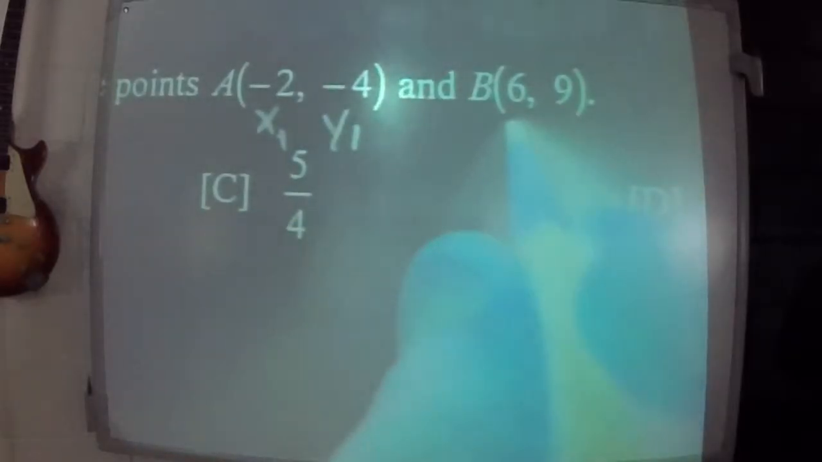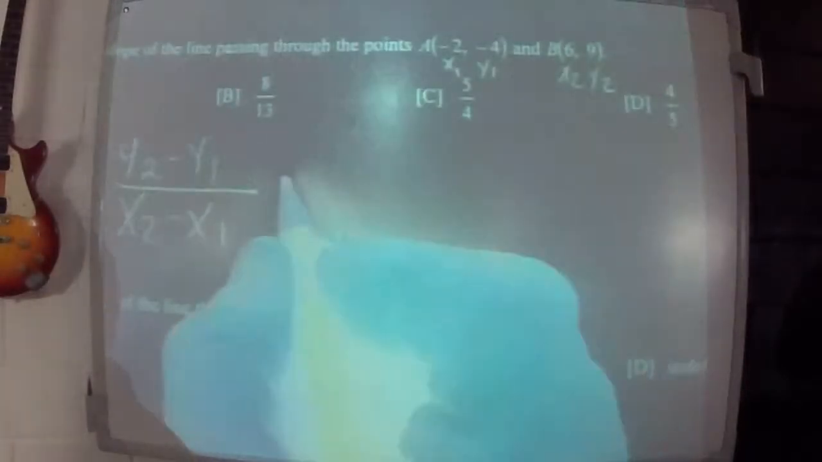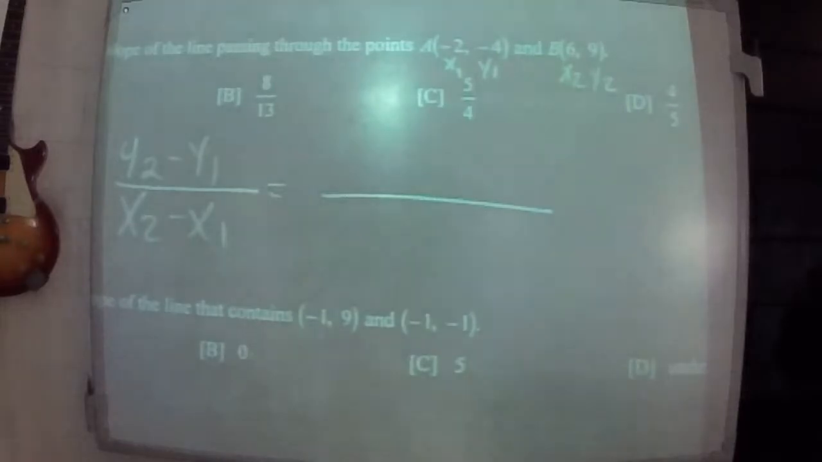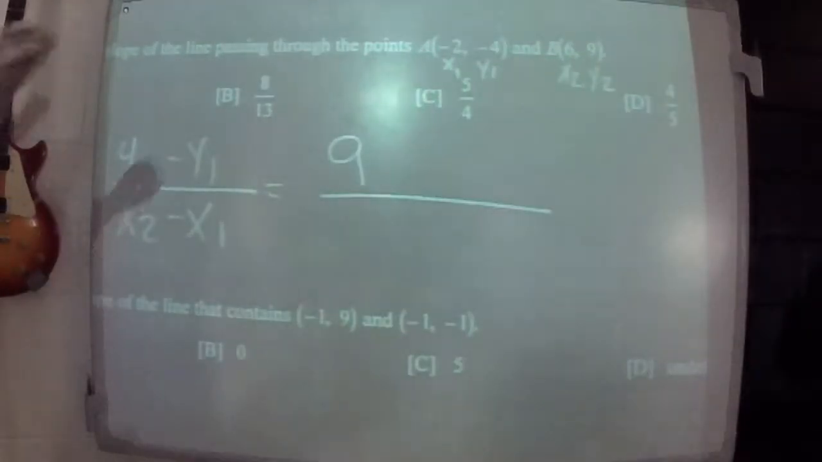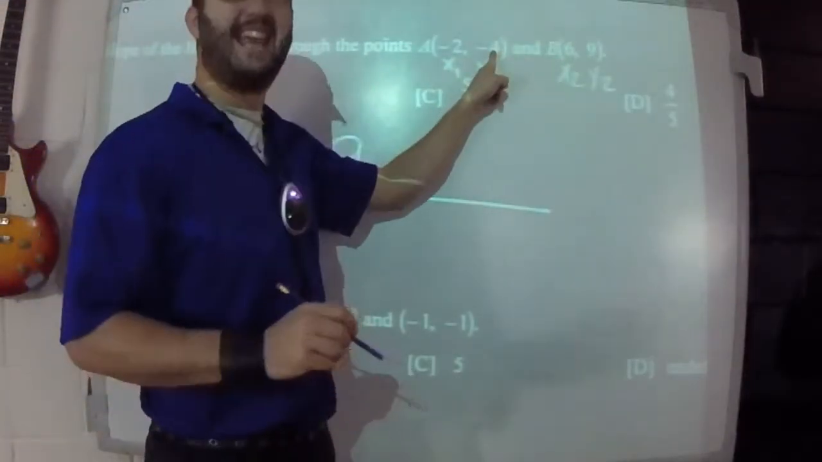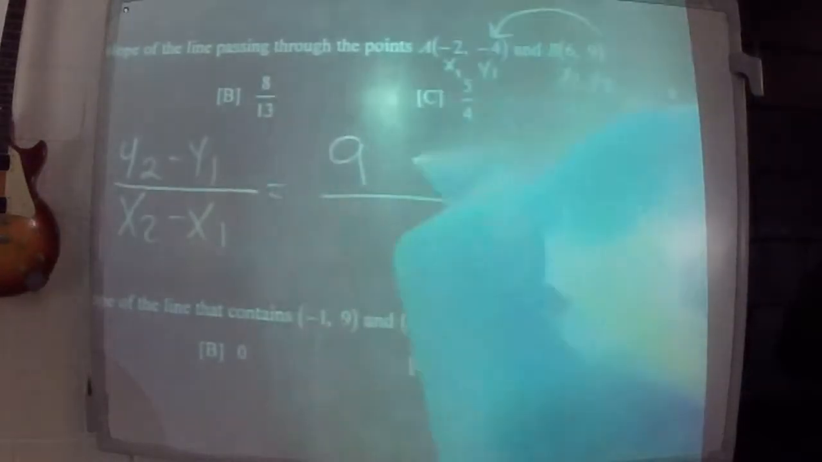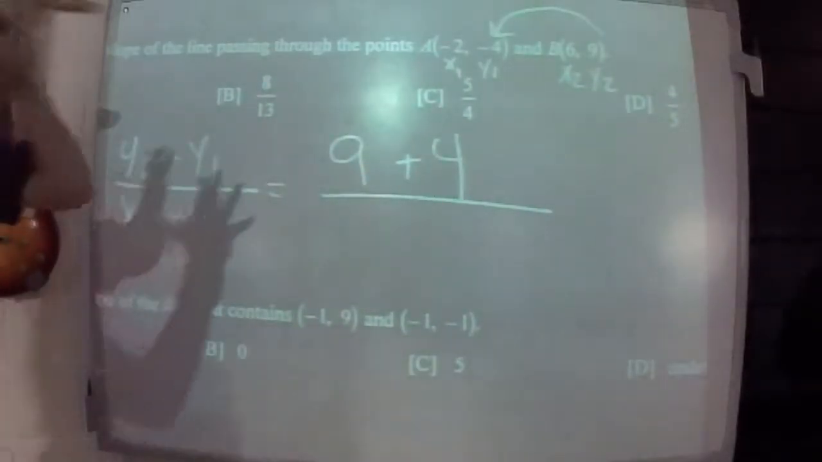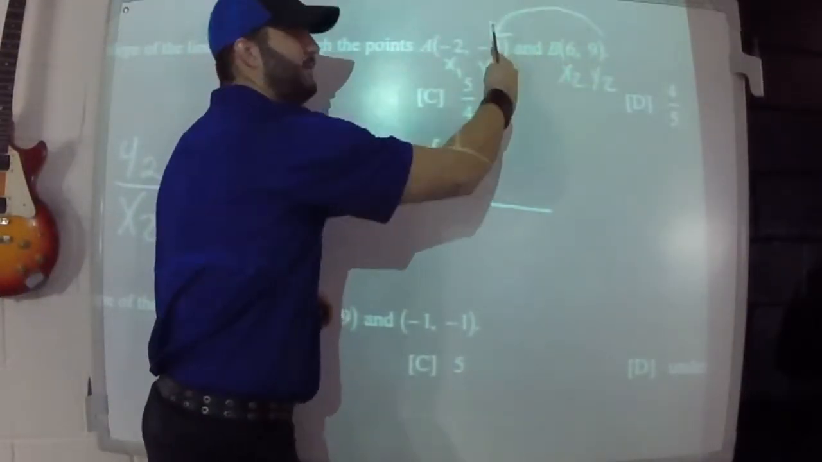X1, Y1, and then 6, 9 is X2, Y2. Our formula is Y2 minus Y1 over X2 minus X1. So, what's my Y2? 9, and I'm going to say 9 minus, but anytime you go 9 minus and it's already negative, it's 9 minus -4, so it's 9 plus 4. If you go back to your x1 and y1 and they're already negatived, you're going to end up plussing. 9 minus -4 is 9 plus 4.